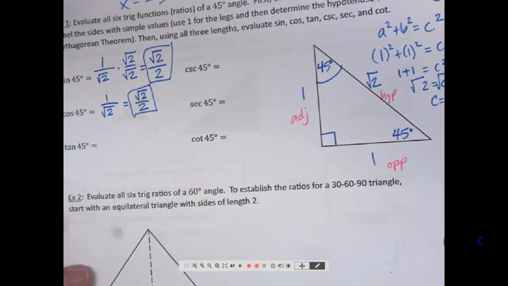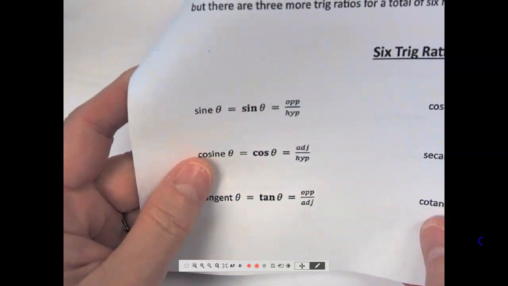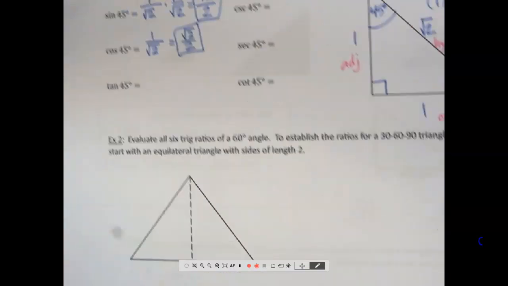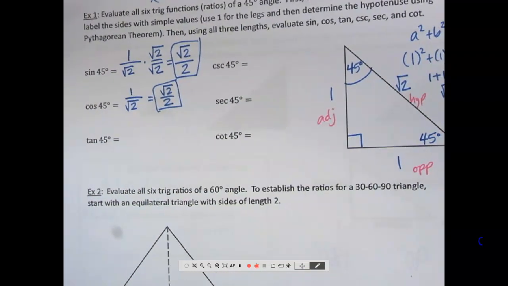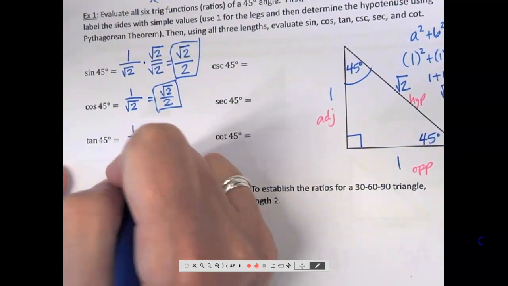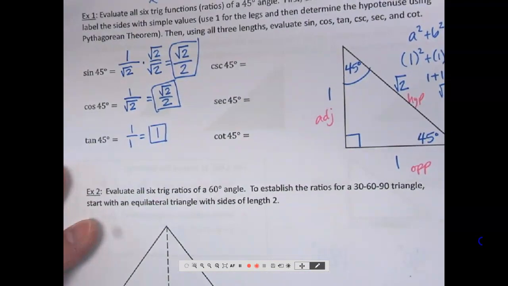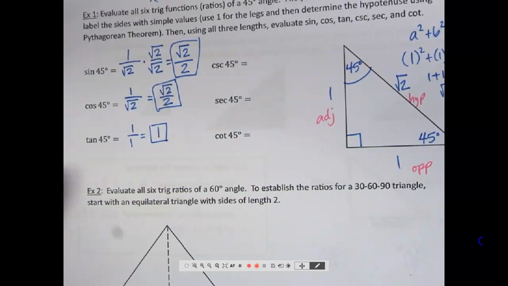No surprise there. Okay, tangent. That is the ratio of opposite over adjacent. Okay, well if I go back to my picture and I look at opposite length and adjacent length, they are both 1. And 1 over 1 is 1. Do you remember doing that in geometry?